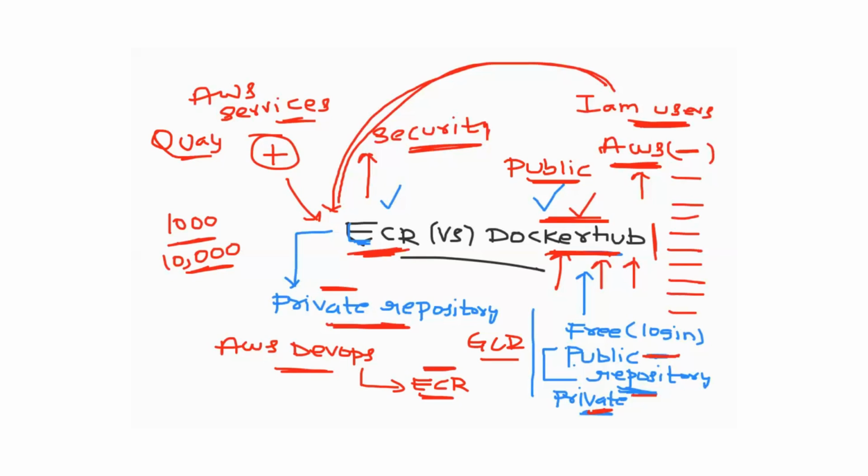So I hope you understood the clear difference between ECR and Docker Hub, and when to say that you are using ECR and when to say that you are using Docker Hub. For your personal projects or for anything, you can create public repositories in Docker Hub and use that. Whereas mostly organizations go with private container registries such as ECR, GCR, Quay.io, or the others. I hope it is clear. Now let's go to the AWS console and practically implement the concept of ECR.